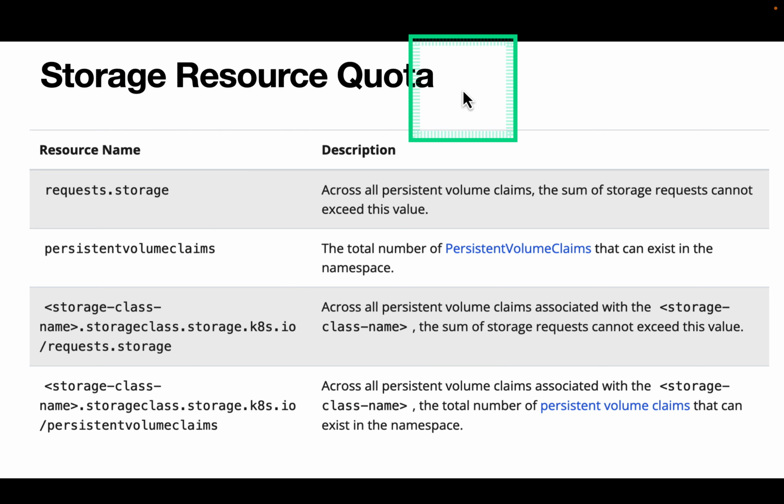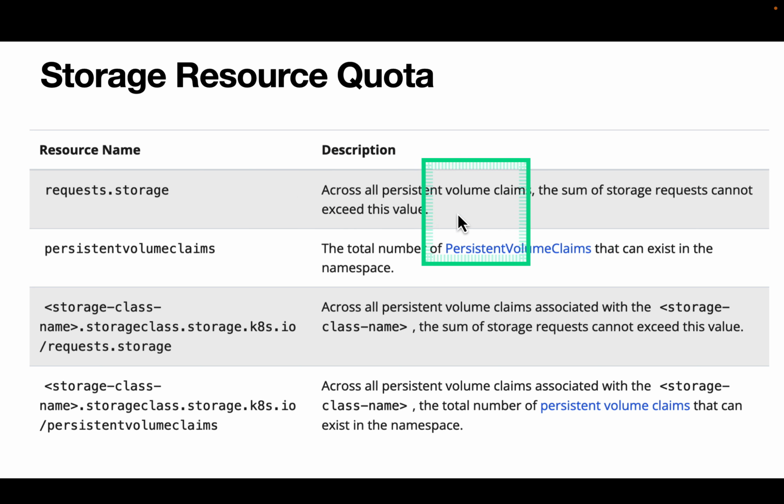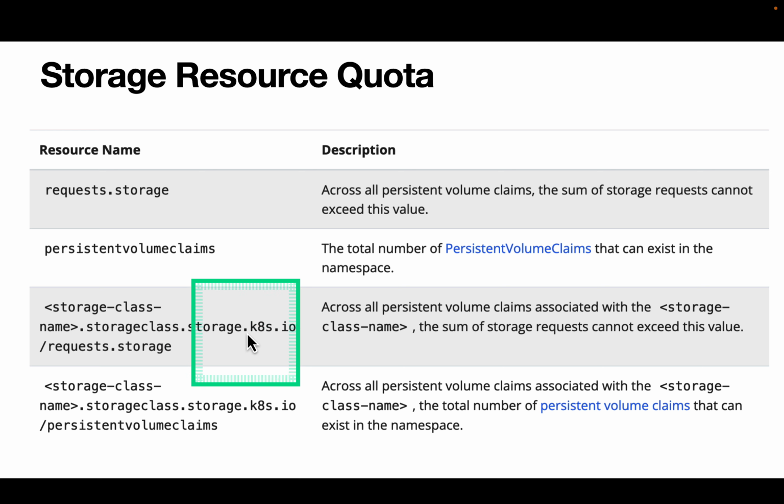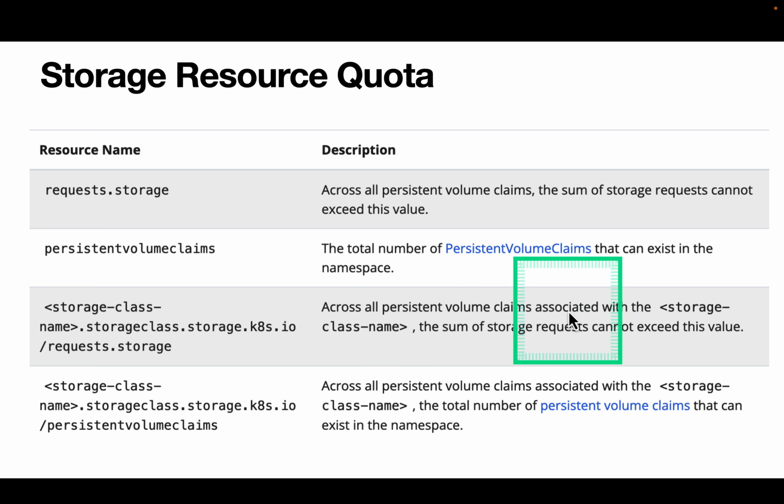So, storage resource quotas, some examples. We have requests.storage across all persistent volume claims: the sum of storage requests cannot exceed this value. Persistent volume claims: the total number of persistent volume claims that can exist in the namespace. Then we have storage-class-name.storageclass.storage.k8s.io/requests.storage across all persistent volume claims associated with the storage class name: the sum of storage requests cannot exceed this value.